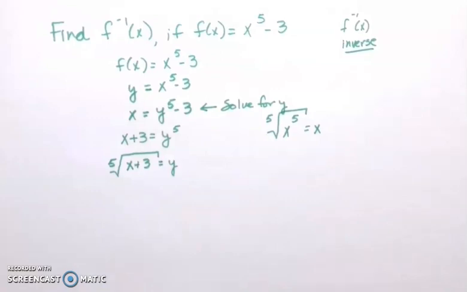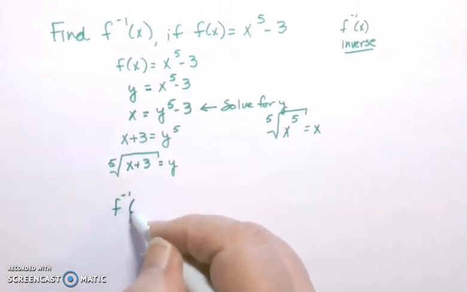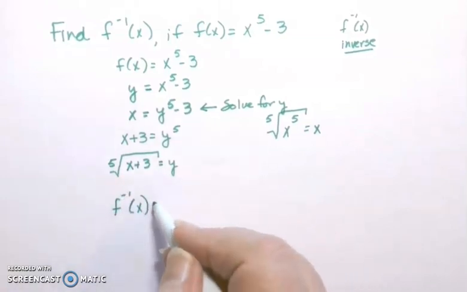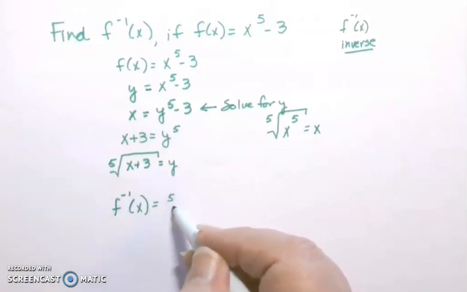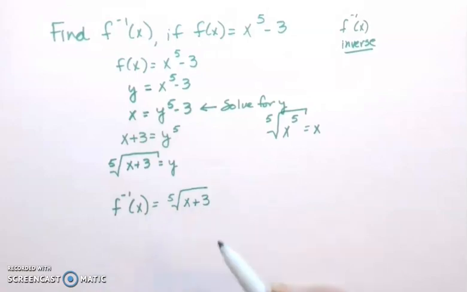And now we replace our y with the notation that we use for inverses, so that our f inverse of x equals the fifth root of x plus 3.